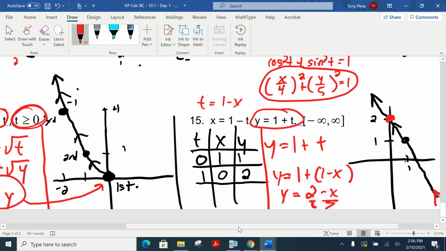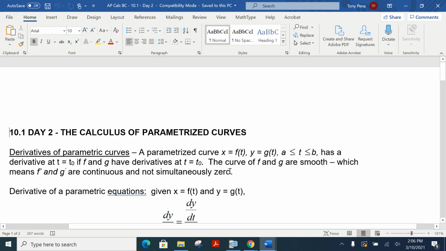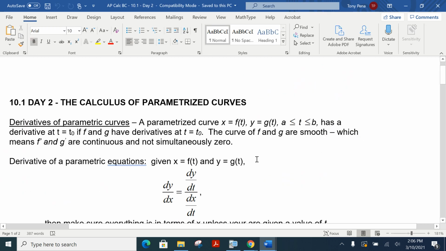All right. That should have been done yesterday. So I do want to get at least these first couple of problems started so we can get this done tomorrow. So go to the next set of notes.